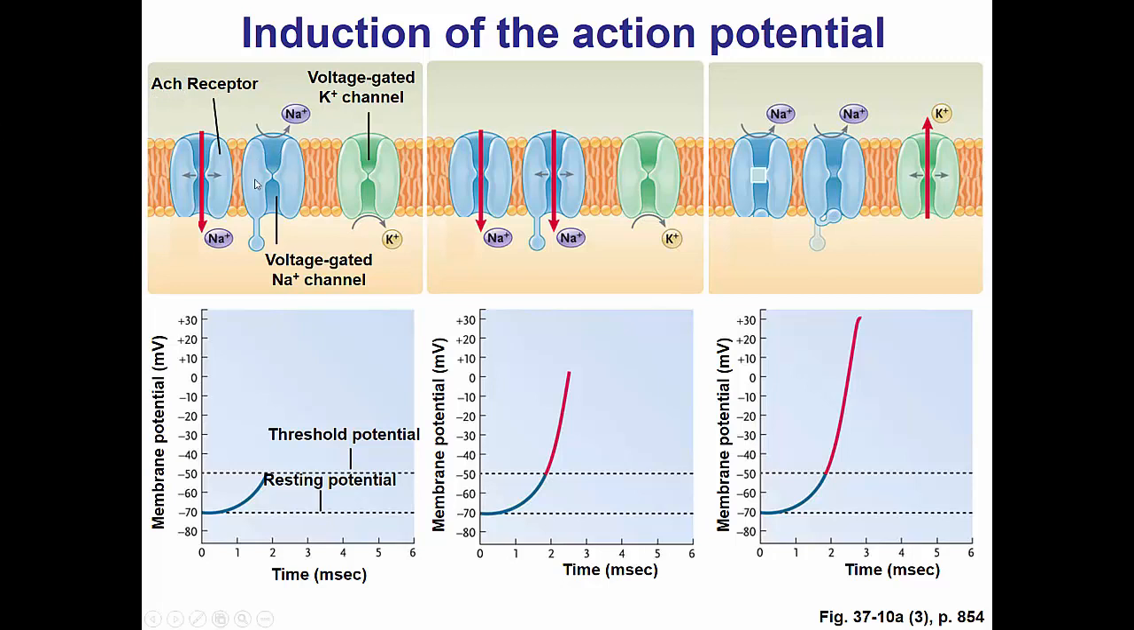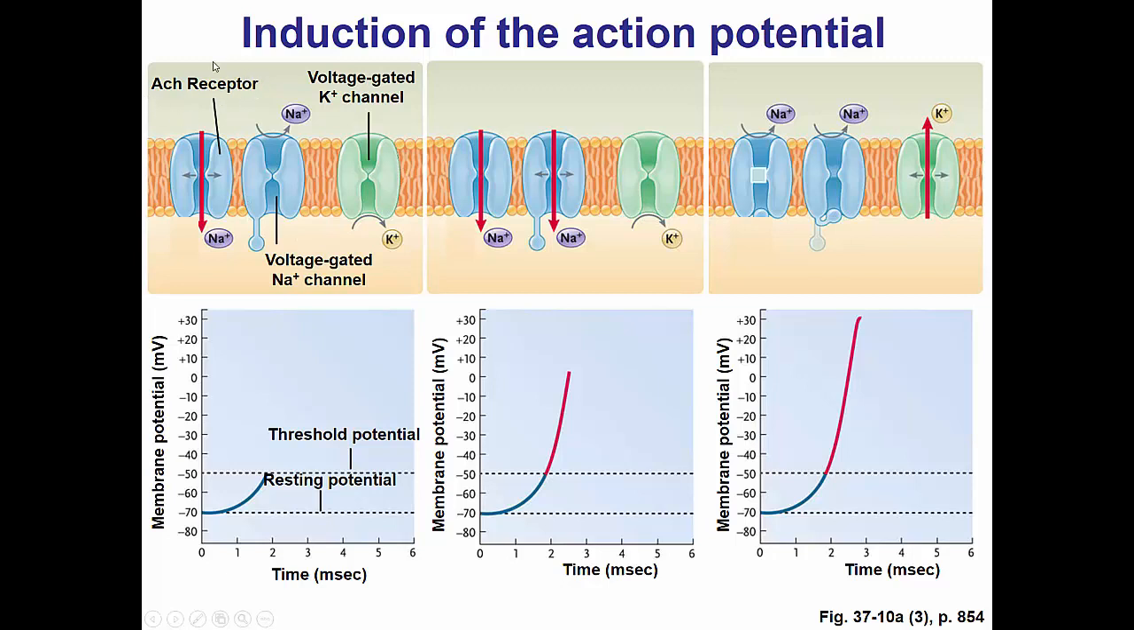The other two channels we have here are voltage-gated channels. We have one voltage-gated sodium channel. This channel opens when the voltage reaches around negative 50 millivolts. Remember, the resting potential was negative 70 millivolts. This is a voltage-gated potassium channel, and this channel will open when the voltage reaches around plus 20 millivolts. So opening of these channels is driven by a change in potential.